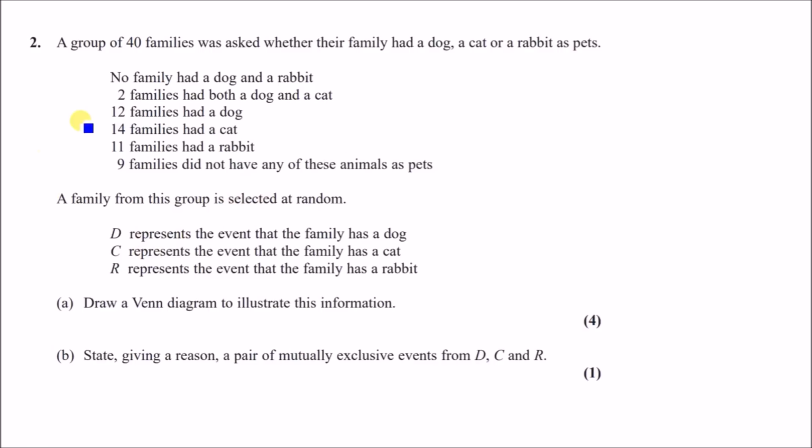Now, apparently, no family had a dog and a rabbit, so these two will not intersect. 2 families had both a dog and a cat. 12 families had a dog, and so on, yeah? So before I carry on, we know immediately that dog and rabbit don't intersect, so we can say, okay, so it's going to be a triple Venn diagram, so let's call this one D.